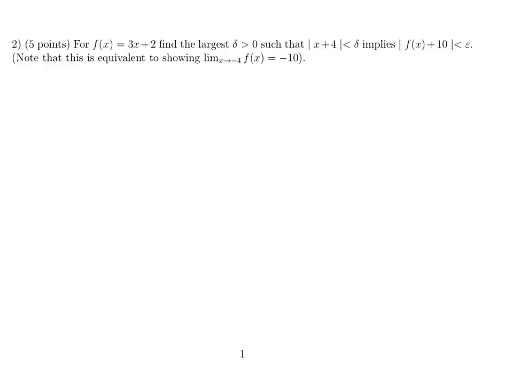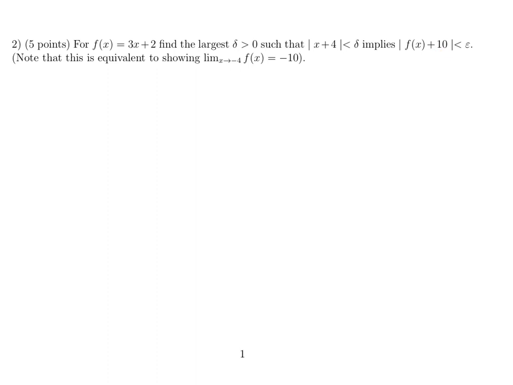In question 2, we're essentially going to show that the limit as x approaches -4 of the function f of x defined here is equal to -10. But we're going to go about it using the precise definition of the limit. That is, for this function, I want to find the largest delta greater than 0 such that if the absolute value of x plus 4 is less than delta, the absolute value of f of x plus 10 is less than epsilon.